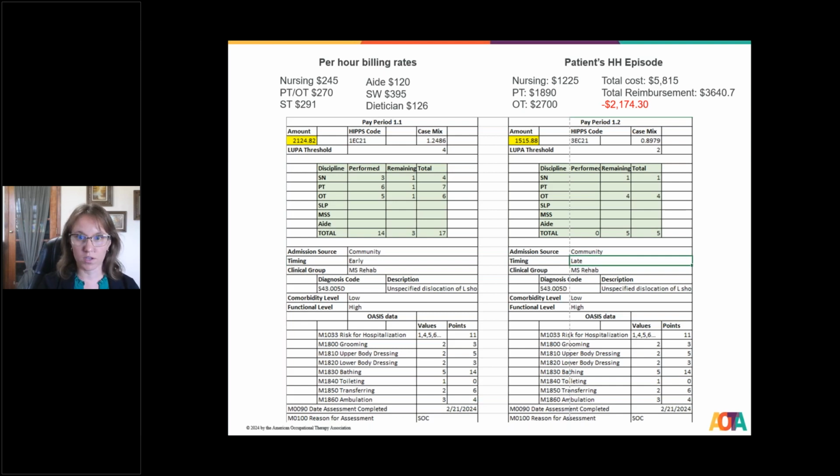Obviously, this patient has multiple things going on, but we still only get $2,100 for the first 30 days and $1,500 for the second 30 days, based off of the number of visits that each clinician determined was appropriate after the initial evaluations. We were already at negative $2,000 in the hole.